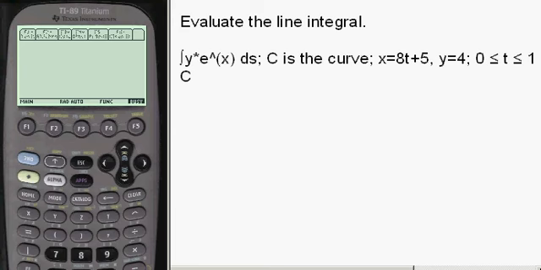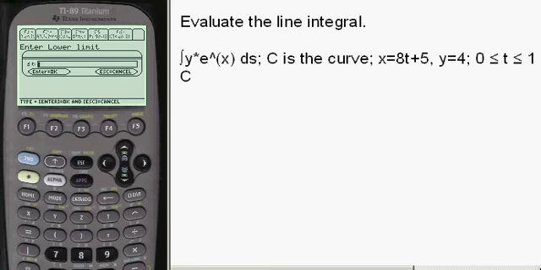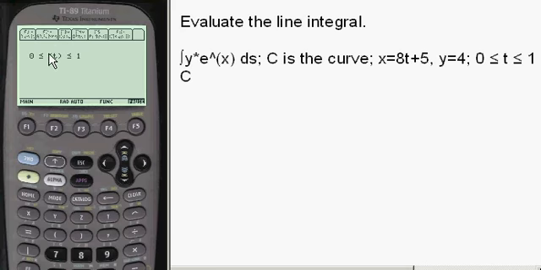Okay. So now we do the range. I've already entered the range, 0 to 1. And the first thing we do is find the derivatives of what we've entered here. For 8t plus 5, the derivative is 8, and for y equals 4, the derivative is 0.